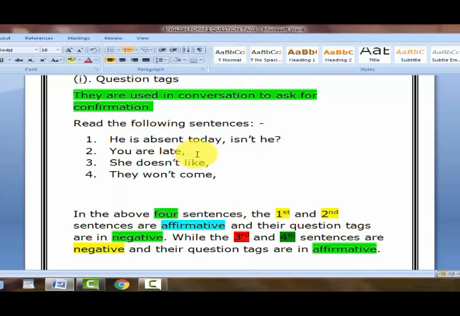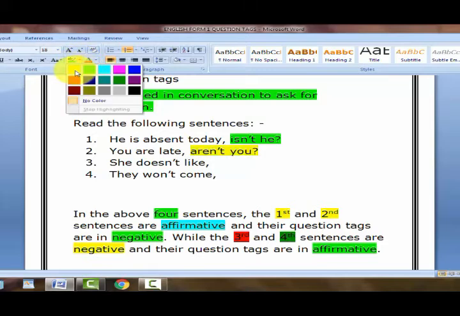Next, you are late. It's a positive sentence, and it has a verb to be. You answer in a negative form because you have been given a positive form. You say, aren't you? And never forget to put your question mark.